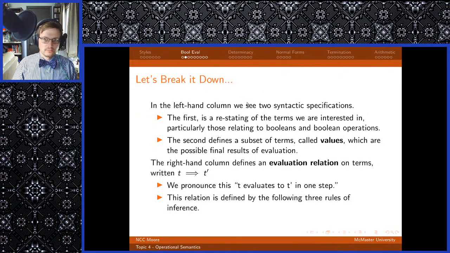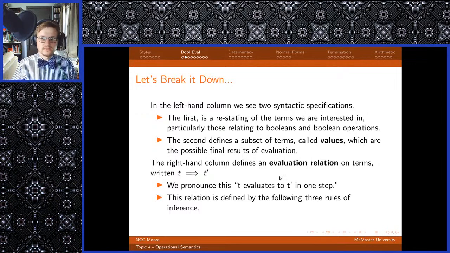In the left-hand column, we see 2 syntactic specifications. The first is restating the terms we are interested in, particularly those related to Booleans and Boolean operations. The second defines a subset of terms called values, which are the possible final results of evaluation. What is or is not a value and how you get there is going to become increasingly important once we begin to reason about the correctness and the soundness of our evaluation rules.